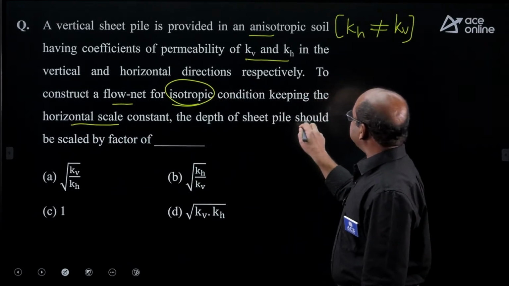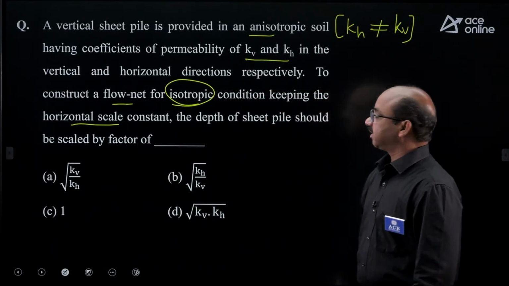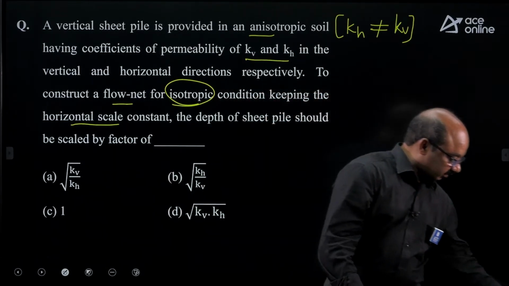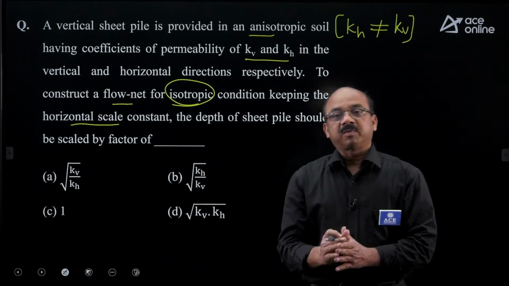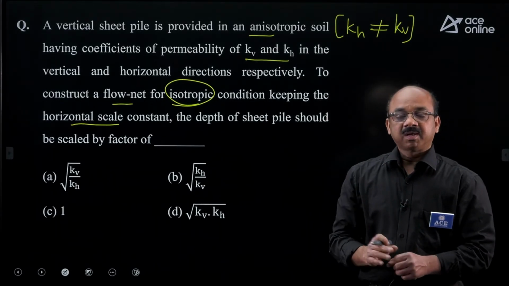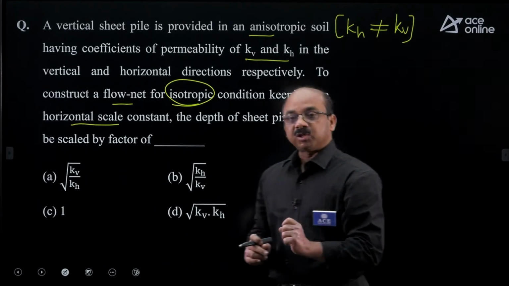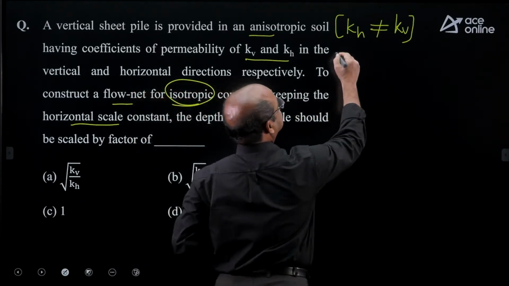So what should be the sheet pile depth to be scaled? So the factor you have to calculate here. It's nothing but what we discussed in our Seepage chapter, how to convert anisotropic soils into isotropic conditions. There we use one differential equation in terms of the continuity. I may recall like this.